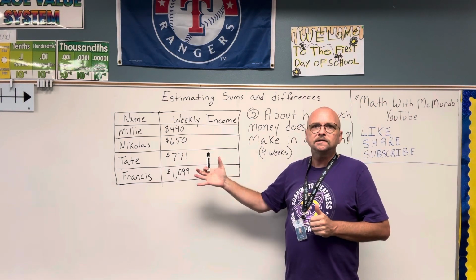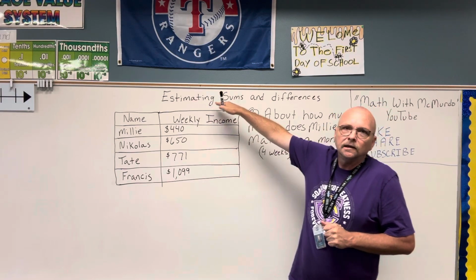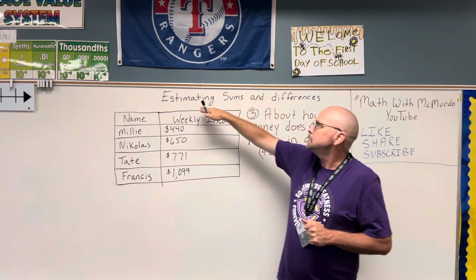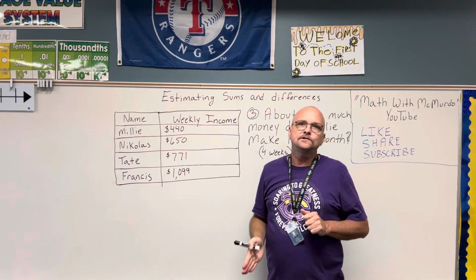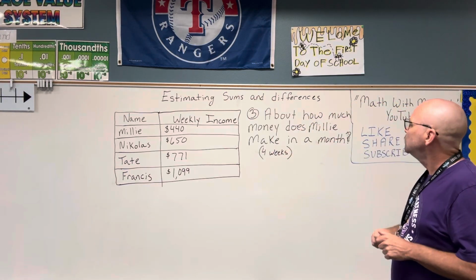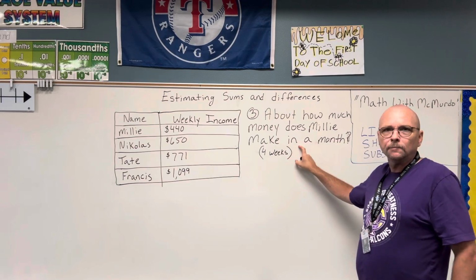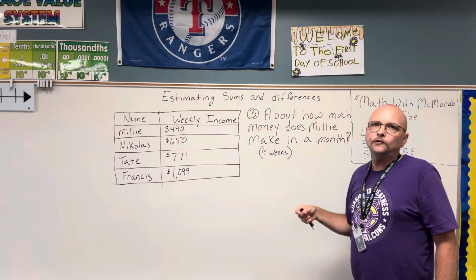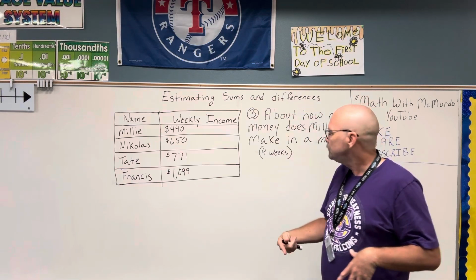We've done a previous video where we had two of these problems and we had to estimate the differences. So now we're going to see estimating the sums. Again, the sum is an answer to an addition problem. So we look here: about how much money does Millie make in a month? And they're telling us a month is 4 weeks. So generally, if you get a question that talks about a month, it's going to be 4 weeks.